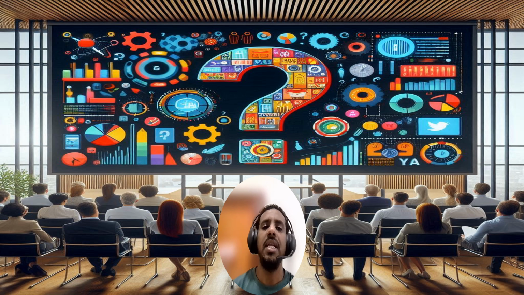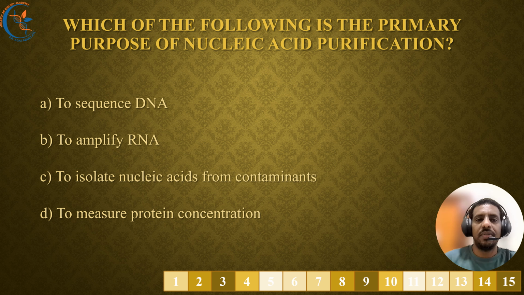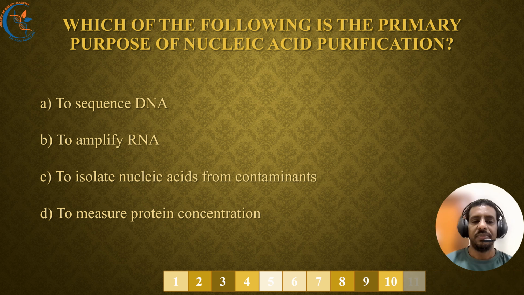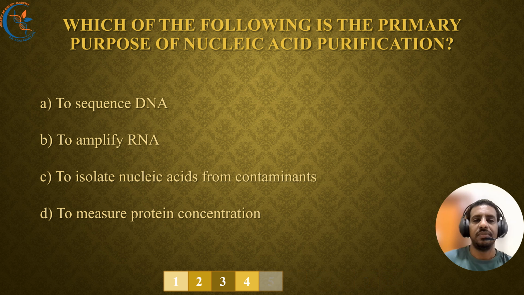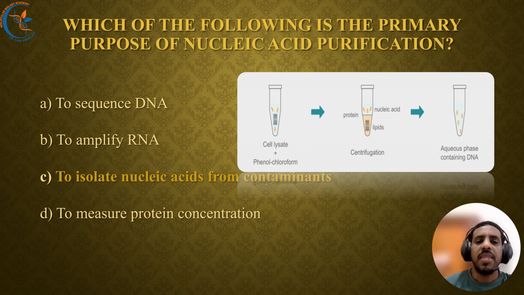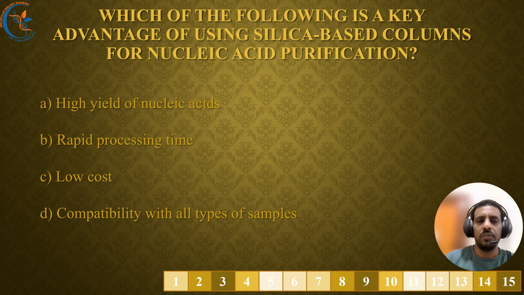All right, now let's move to the question part and see the first question we have today. Which of the following is the primary purpose of nucleic acid purification? The primary purpose of nucleic acid purification is to isolate nucleic acid, either DNA or RNA, from other cellular components and contaminants.